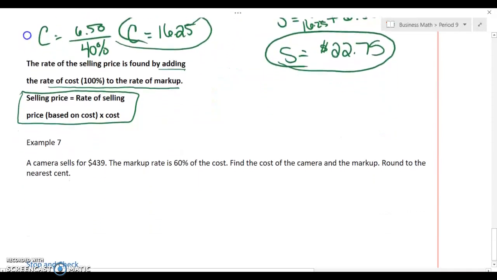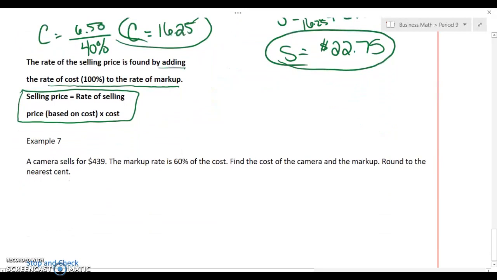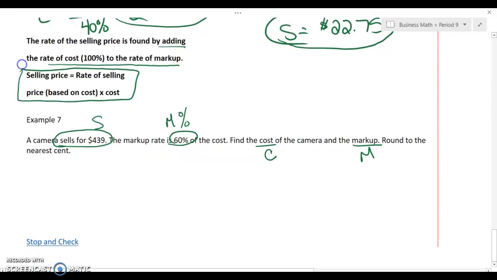So example 7 says a camera sells for $439. So we know the selling price, that's S. The markup rate is 60%. So that's markup percent is 60%. Find the cost of the camera and the markup. Round to the nearest cent. Okay, so if I'm trying to find markup, that's selling minus cost.